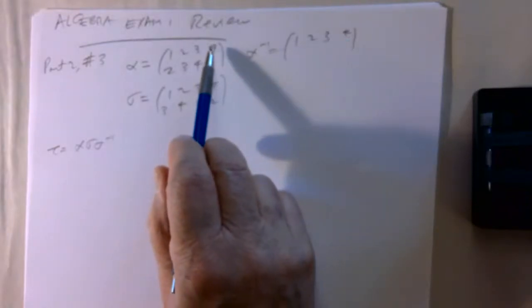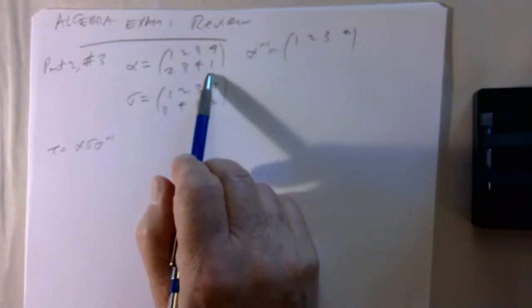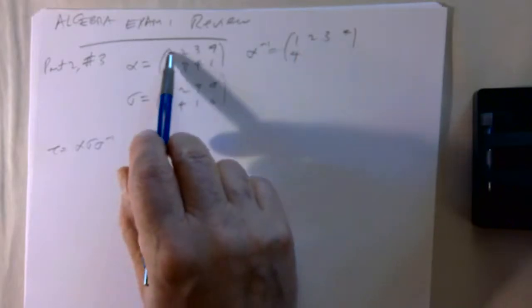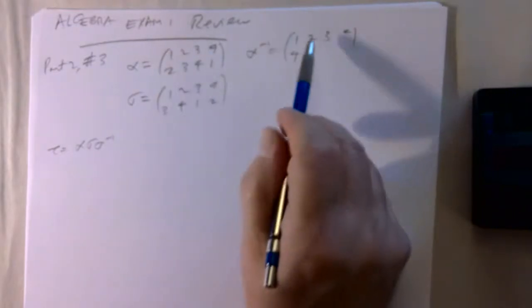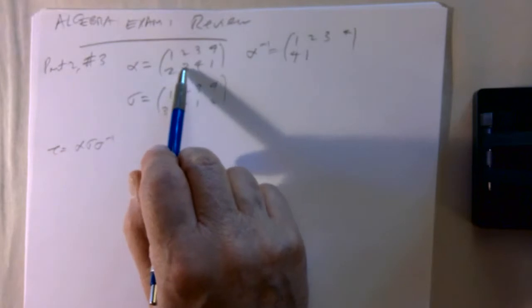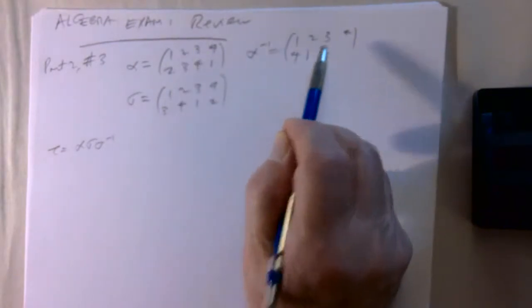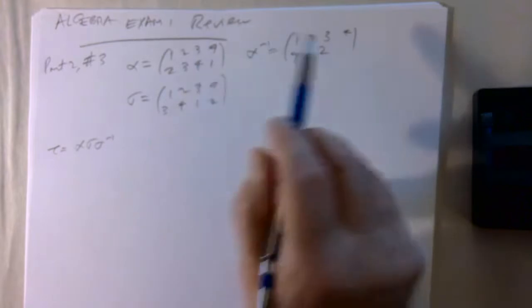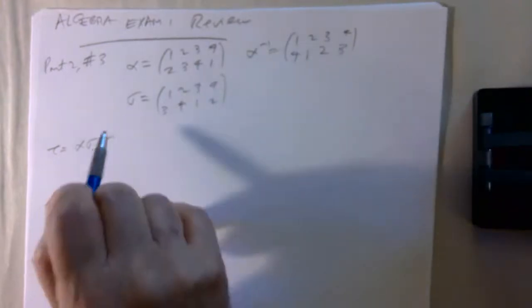So if alpha sends 4 to 1, alpha inverse sends 1 back to 4. Alpha sends 1 to 2, so the inverse sends 2 to 1. Alpha sends 2 to 3, so the inverse sends 3 back to 2. And alpha sends 3 to 4, so the inverse sends 4 to 3.